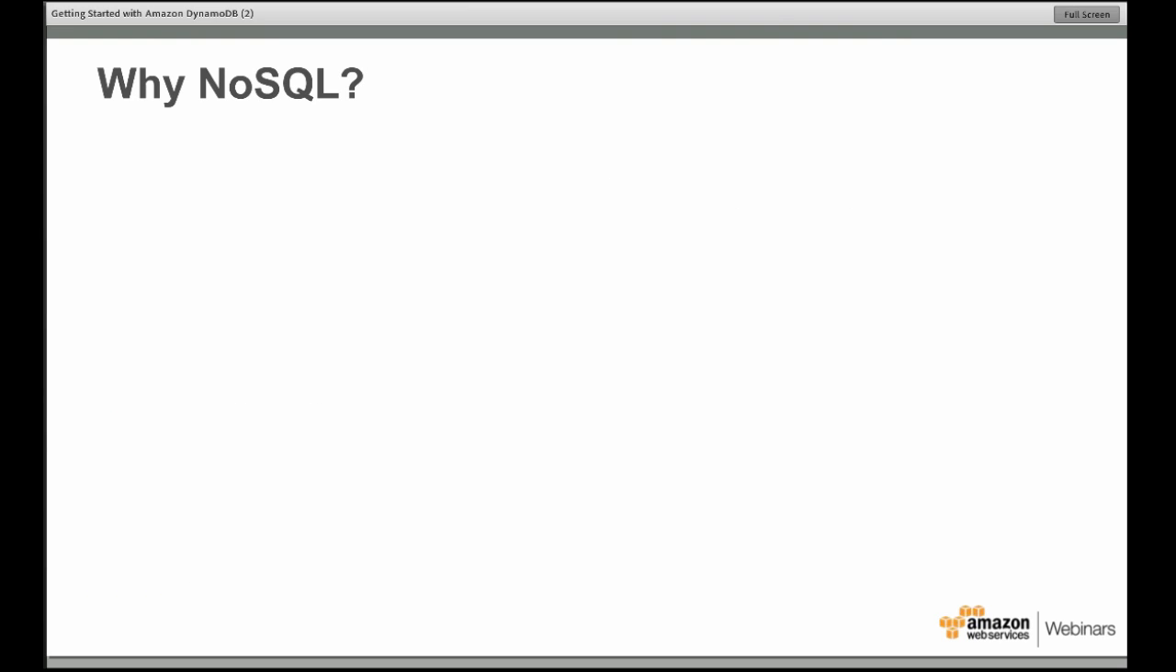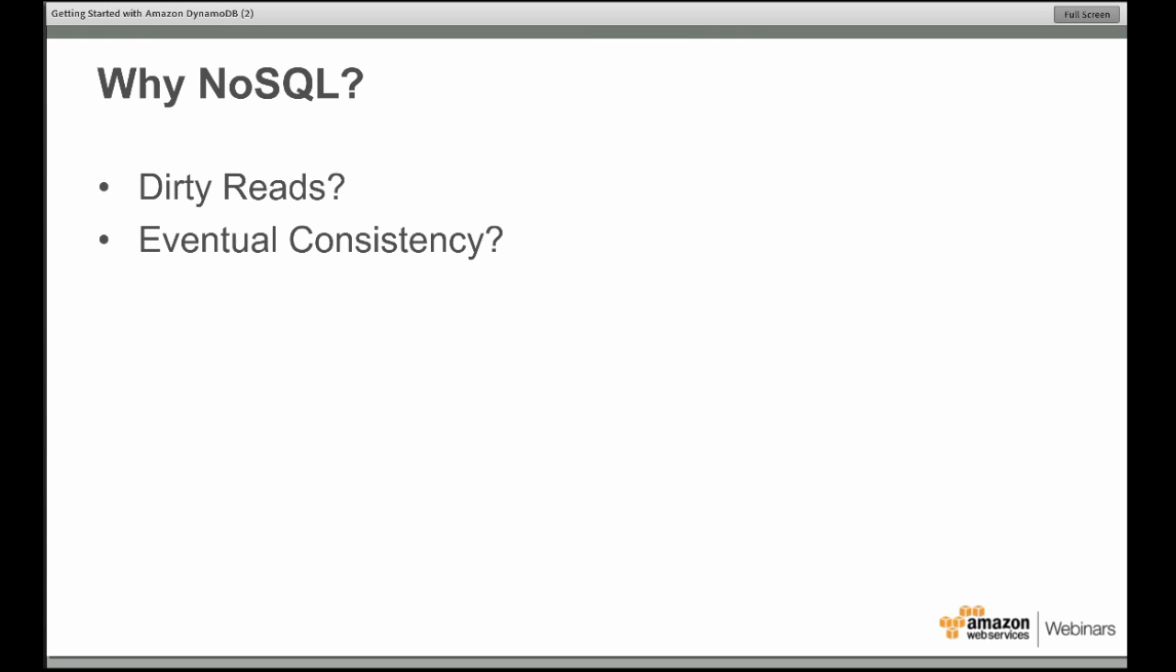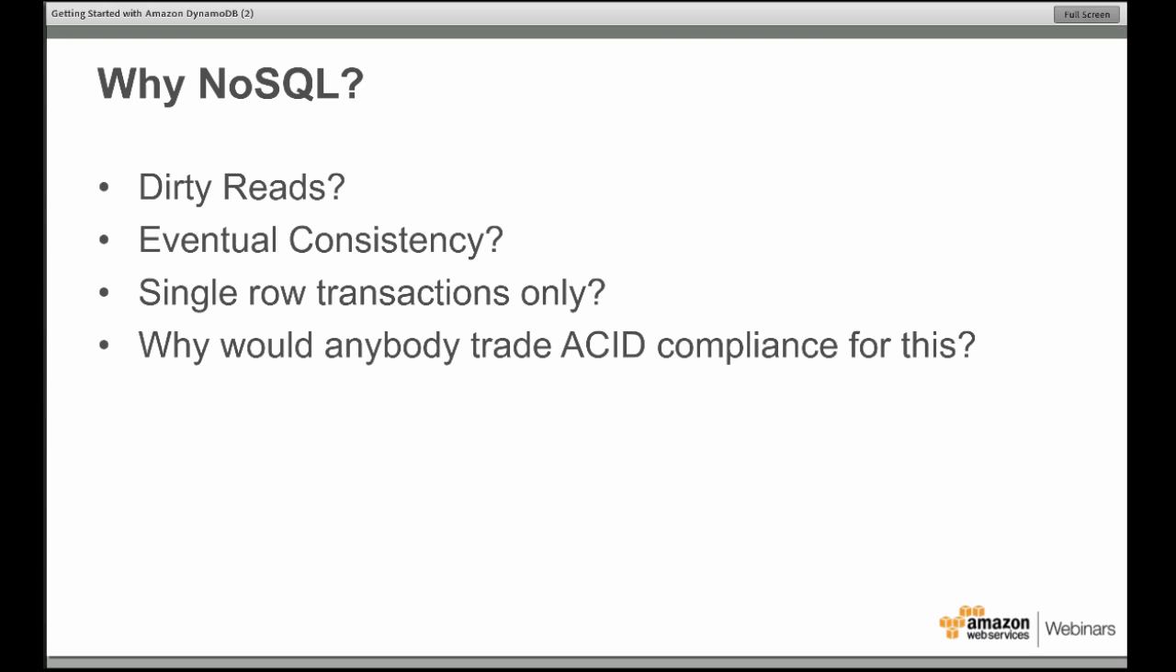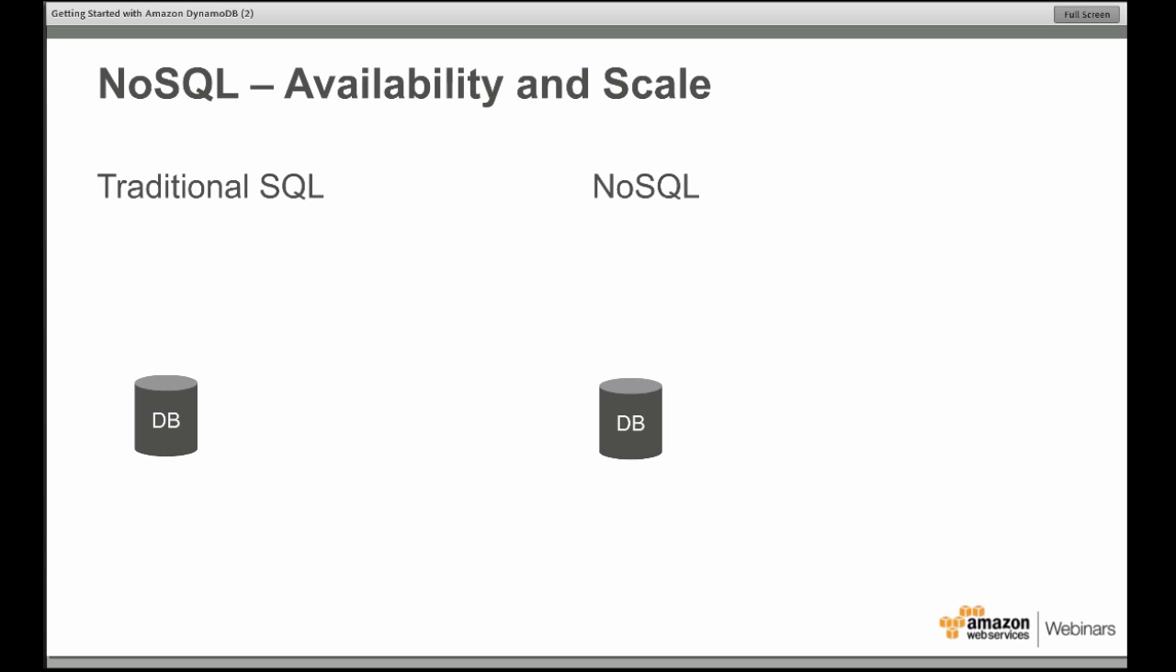So let's talk a little bit about why you would use NoSQL. As we just pointed out, NoSQL databases oftentimes will have an isolation level that allows dirty reads. You have eventual consistency. You have single row transactions only. None of these really seem like they're all that great if you're used to the full ACID compliance of a relational database. But there are some reasons why NoSQL systems make a lot of sense.